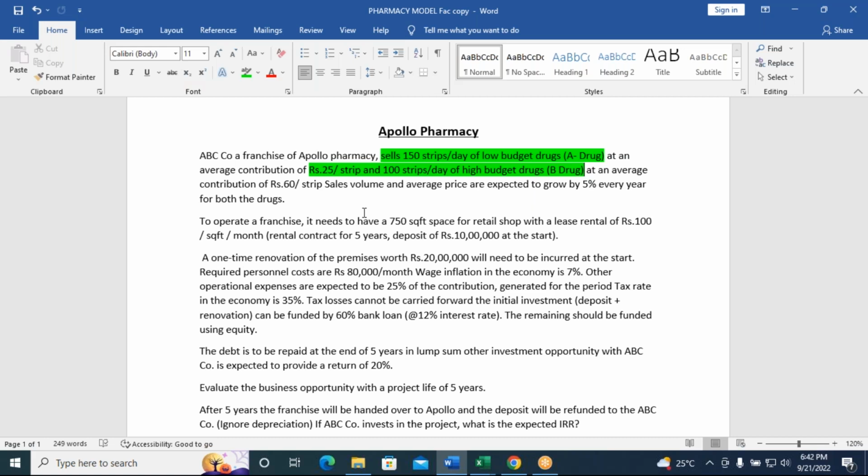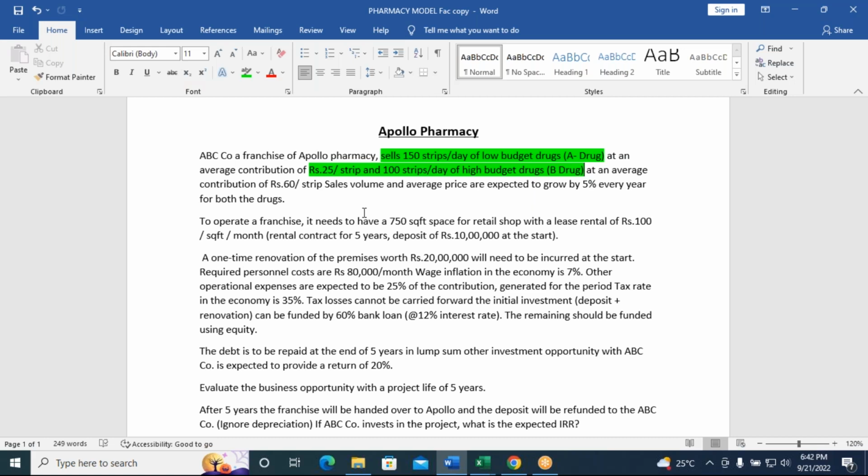So required personnel cost of rupees 80,000 per month. Wage inflation in the economy is 7%. Other operational expenses are expected to be 25% of the contribution generated for the period. Tax rate in the economy is 35%. So once we solve this problem, we will understand it much better.